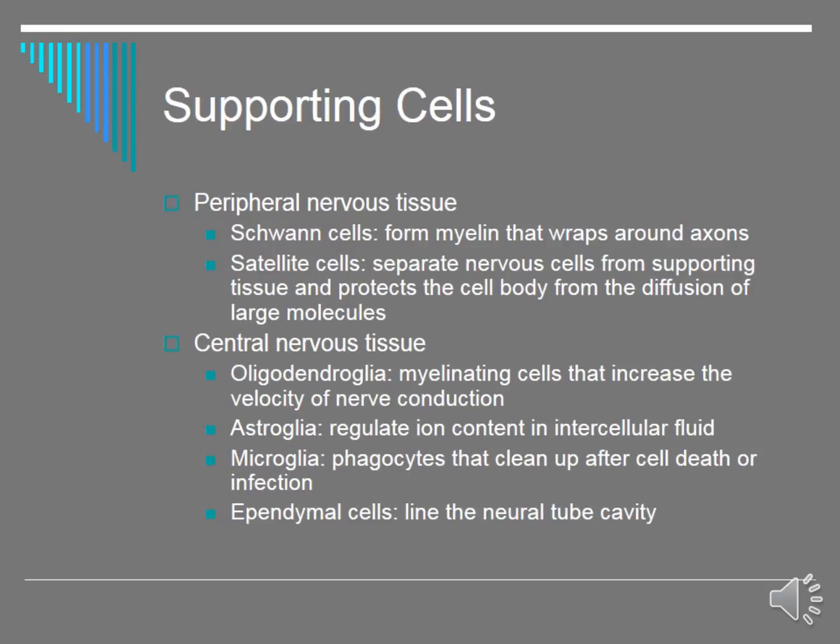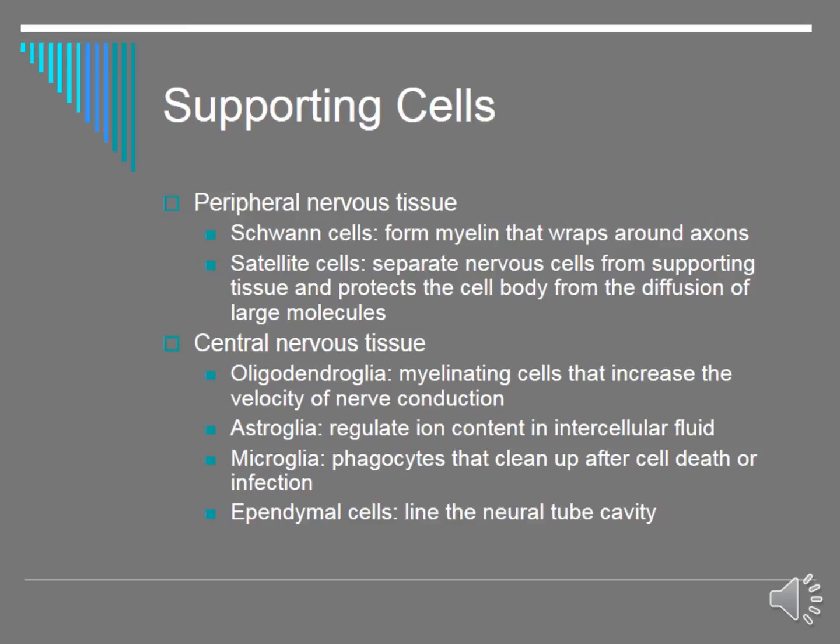So there is supporting tissue in both the peripheral and the central nervous systems. We've already talked about Schwann cells. Again, they form myelin that wraps around the axon for protection and to increase the speed of conduction of impulses. You also have satellite cells, which separate nervous cells from other tissue. Again, in the peripheral area.